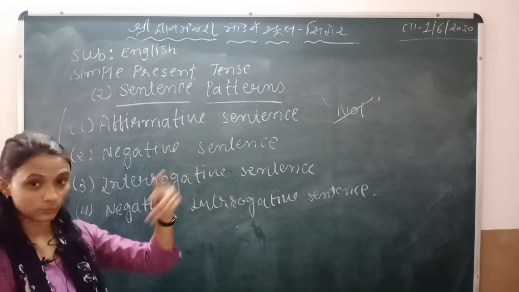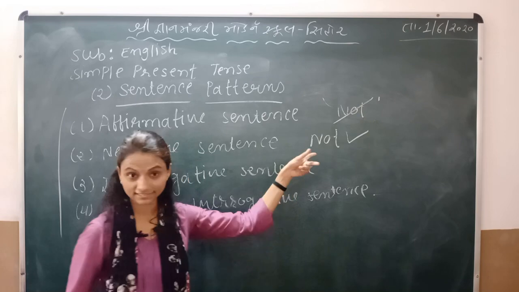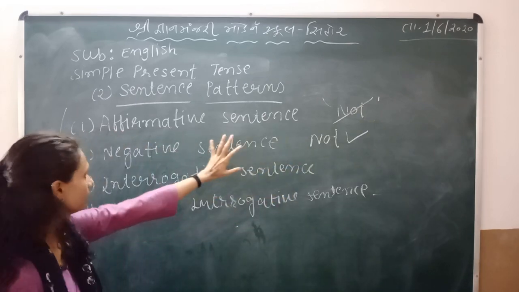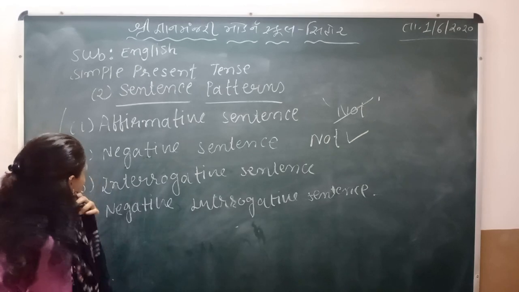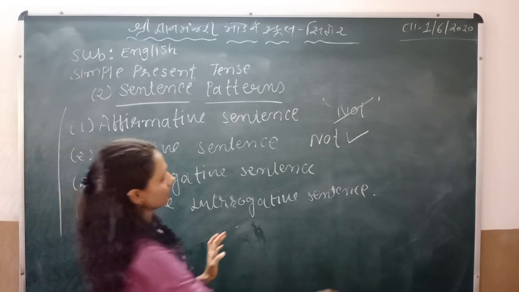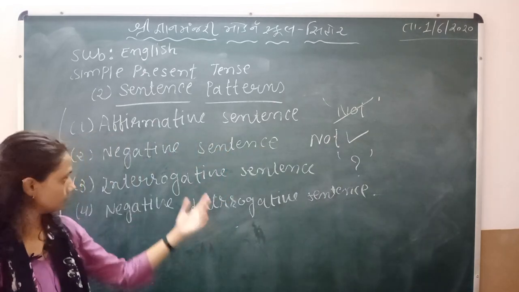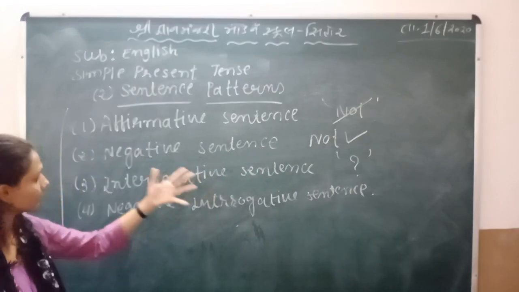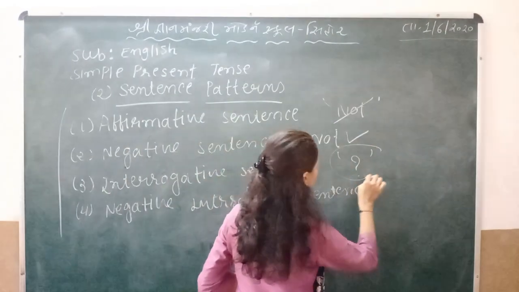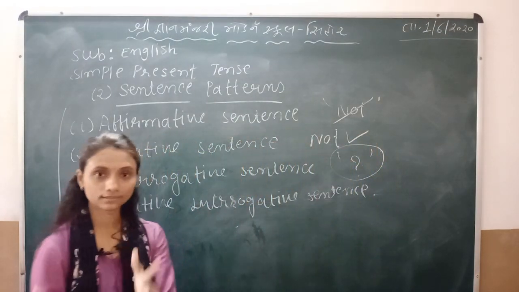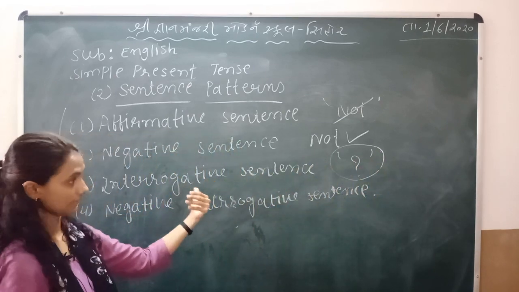Second one is negative sentence. In this sentence, you are allowed to use not. Means here not is compulsory. Without it, you can't make this sentence pattern. In interrogative sentence pattern, question mark is must. Means when you complete your sentence, this sign must be there, and this is the identification of interrogative sentence.